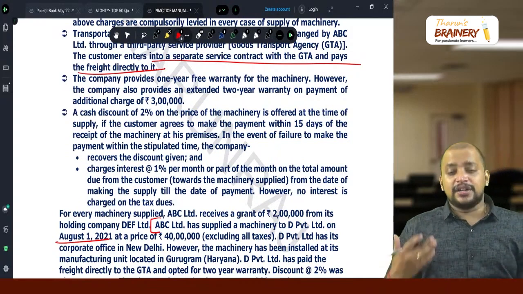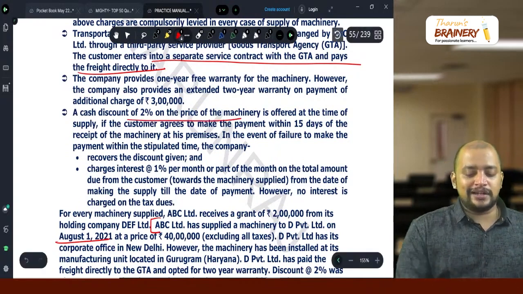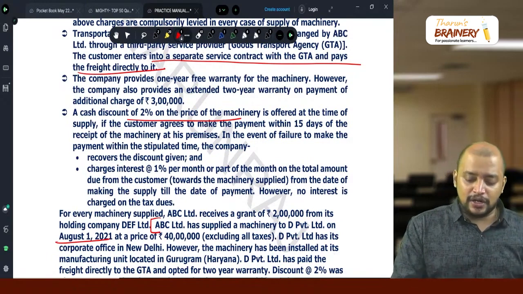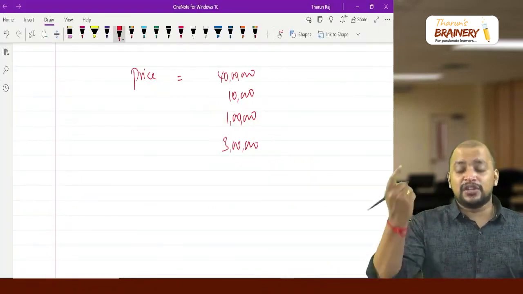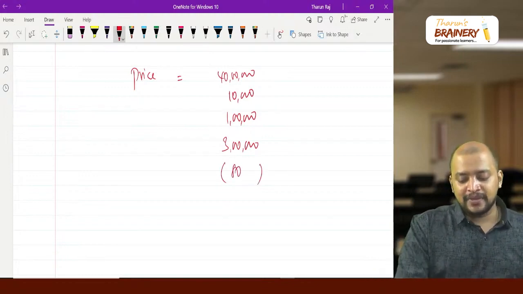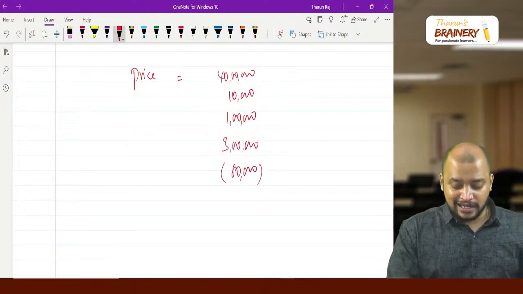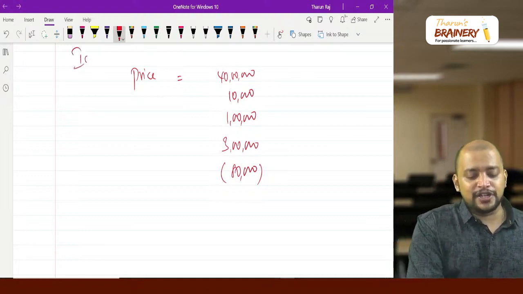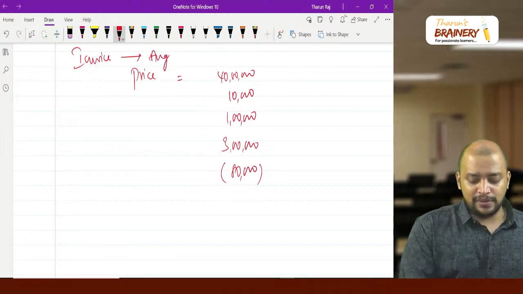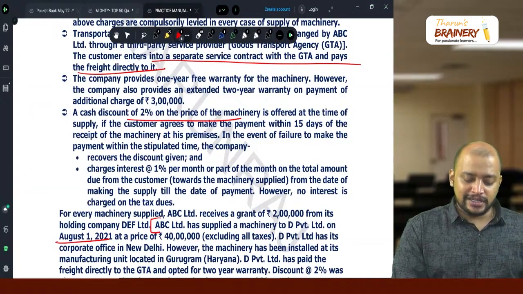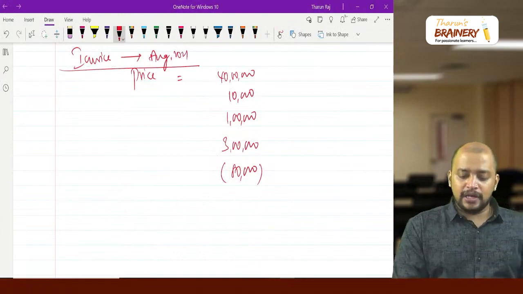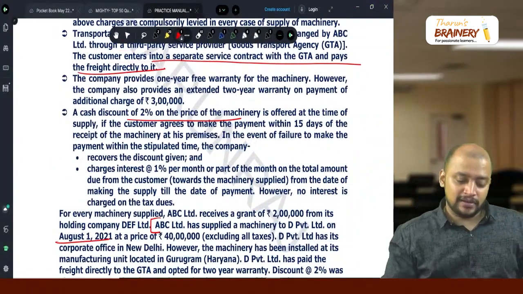Then next one, discount. Discount 2% on the price of the machinery. It is pre-supply discount and it is allowed as a reduction. So price of the machinery 40 lakhs, so 40 lakhs into 2%, 80,000. 80,000 will be allowed as a reduction. Now this is with respect to the invoice for the month of August, so this is August 2021. So now interest and all will come later.